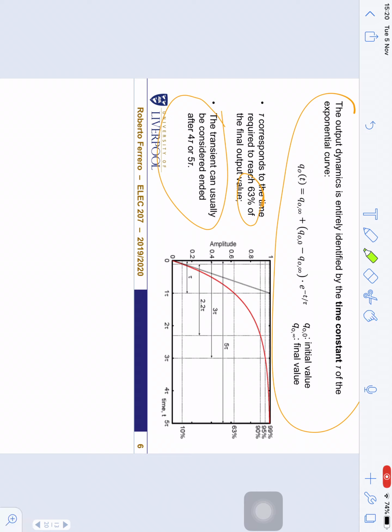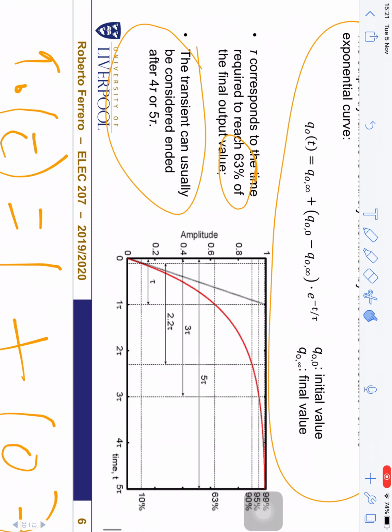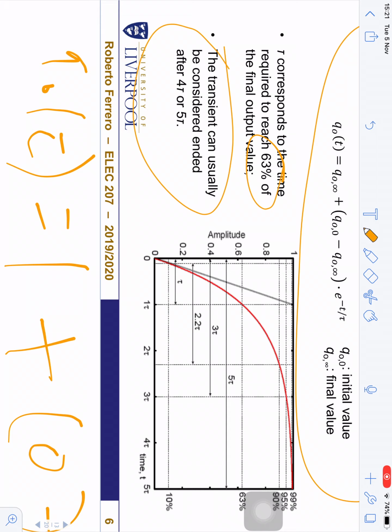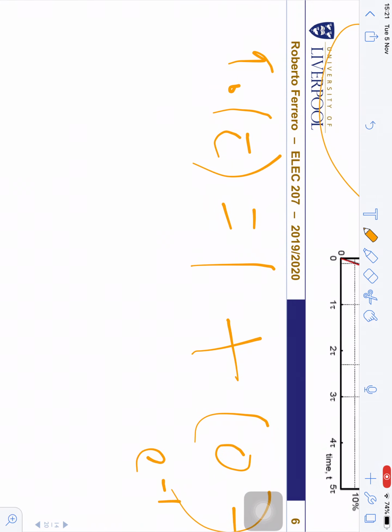If you substitute tau into the equation, when time is infinity, it will be just 1, and at 0 it is minus 1 times e to the power of minus 1. Therefore, it's 1 minus e to the power of minus 1, which is around 0.63.